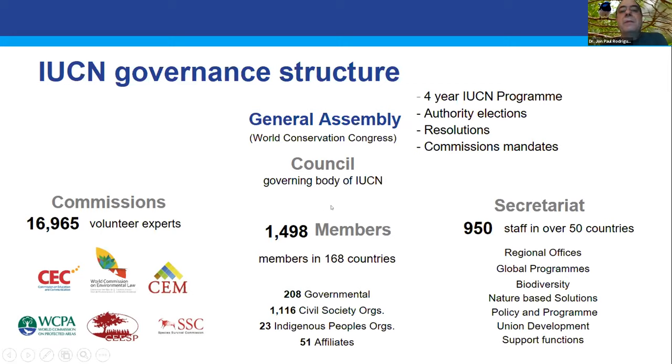So the General Assembly, which usually meets during the World Conservation Congress, was supposed to meet this year in June in Marseille, in France, but due to the corona epidemic, it is now postponed to January. So this is a very general picture of what the IUCN is like.